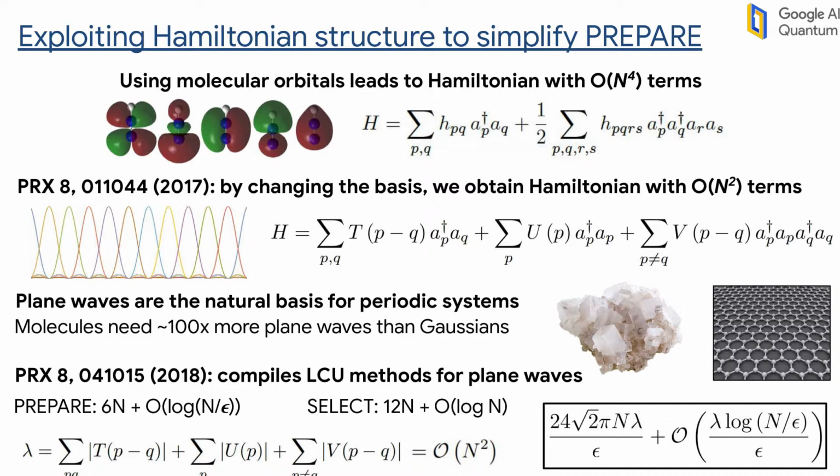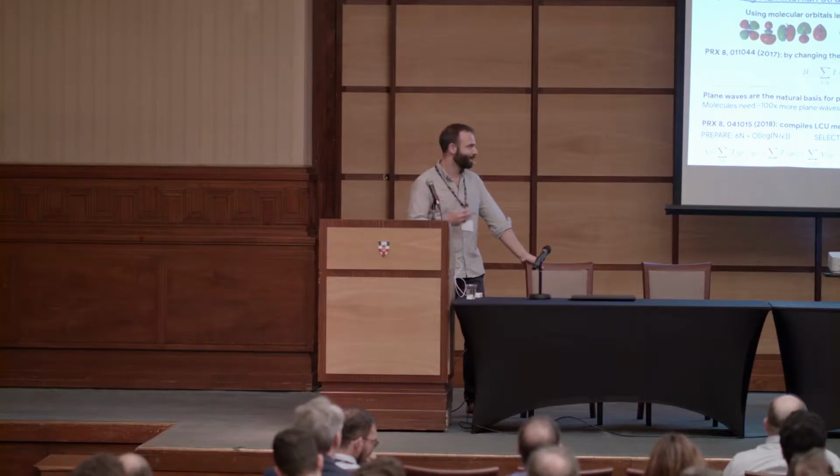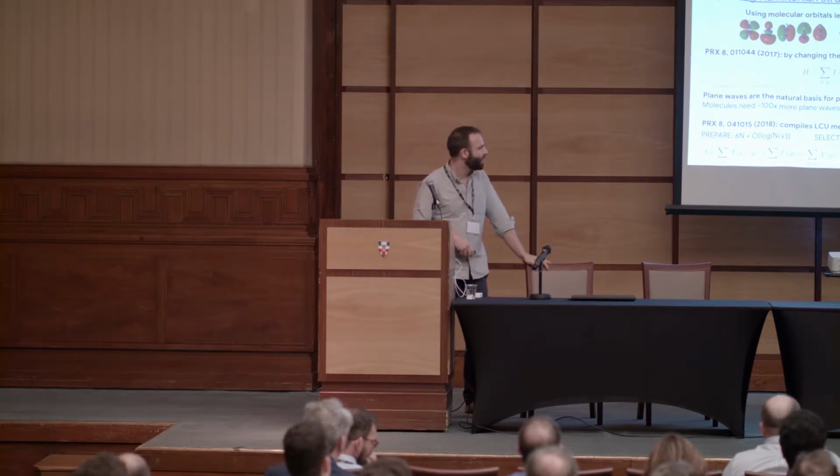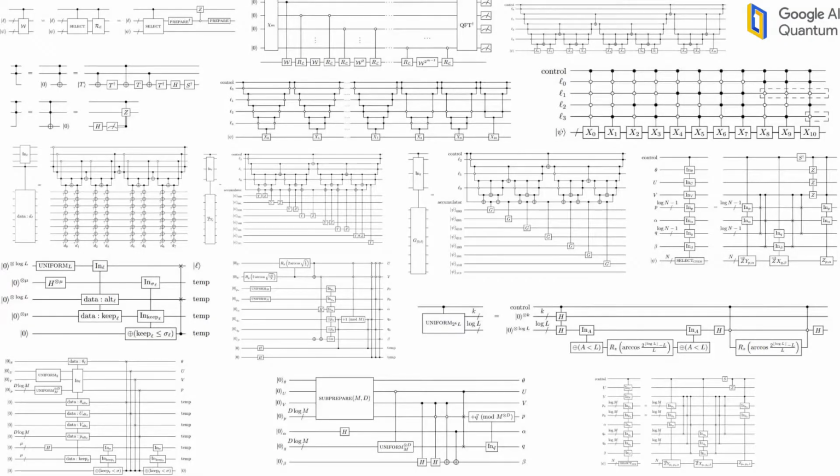is given by this closed form, 24 square root 2 pi n lambda over epsilon, which is kind of exciting because it's the first time in decades of people working on quantum algorithms for chemistry that we've actually gotten a closed form for the cost like that. So that was kind of interesting. And now, there are a lot of circuits involved. Now we can finally talk a little bit about error correction.